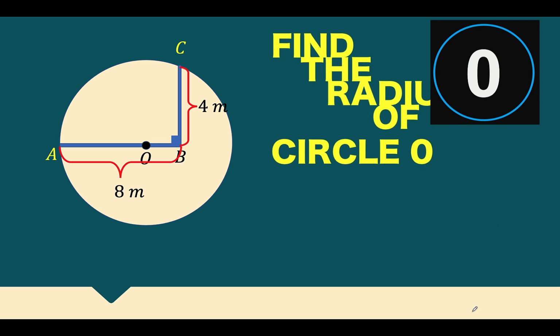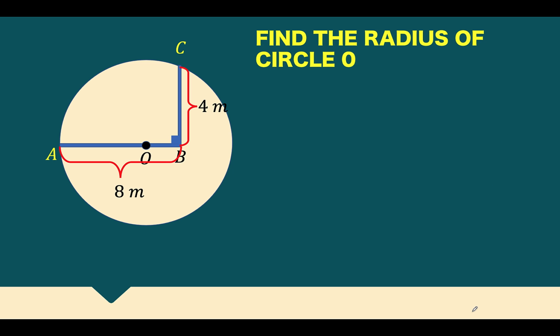Now let's solve this problem together. There are two methods that we are going to use in order to solve this problem. The first method is we are going to use the Pythagorean formula. Let's begin by connecting points O and C to form this line segment, which is also a radius of circle O. So we now have here two radii.